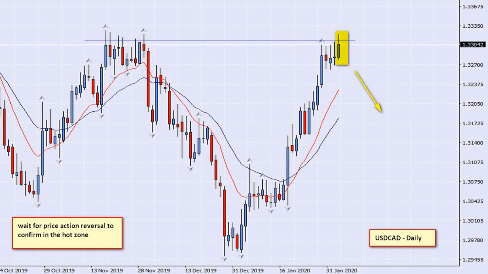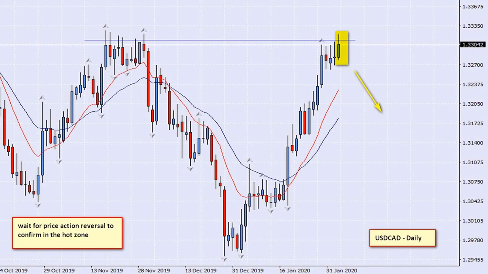So for the time being, add it to your hot list. We need to see what today's candle ends up looking like tomorrow morning, and if we get the reversal pattern that we're looking for, then it's all systems on, and we would be ready to trigger a trade. So USCAD is our chart of the day.